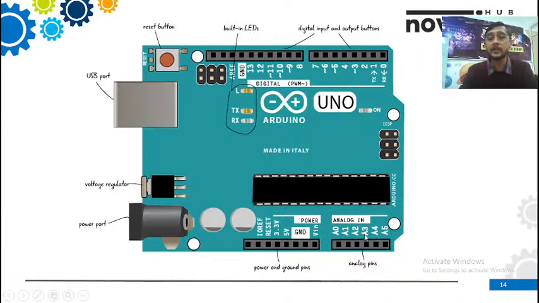We have a total of 6 analog pins, A0 to A5. You can see this is the analog input pin, and these are the digital pins. So in total we have 14 digital input output pins. Next we have built-in LEDs, reset button, USB port, power ports and power pins, power and ground pins, and we have analog pins.